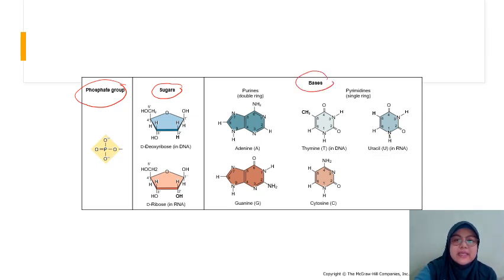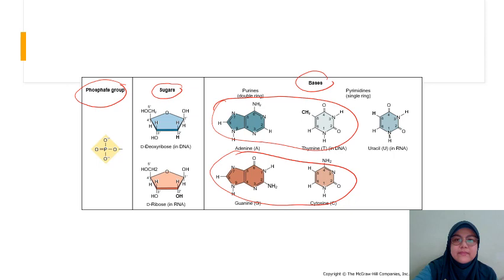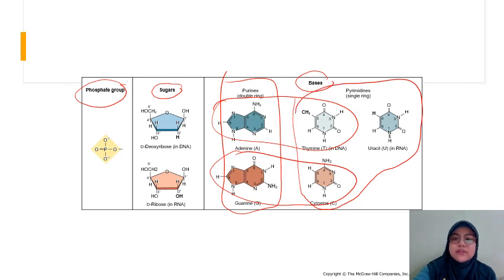So for DNA, there are four major nucleotides based on their bases. We have adenine, thymine, guanine, and cytosine. So if you look here, they can be categorized according to how many rings are present. Double rings for purines, so these are the purines, adenine and guanine, and single ring for the pyrimidines. So here thymine, cytosine, and also uracil for RNA.